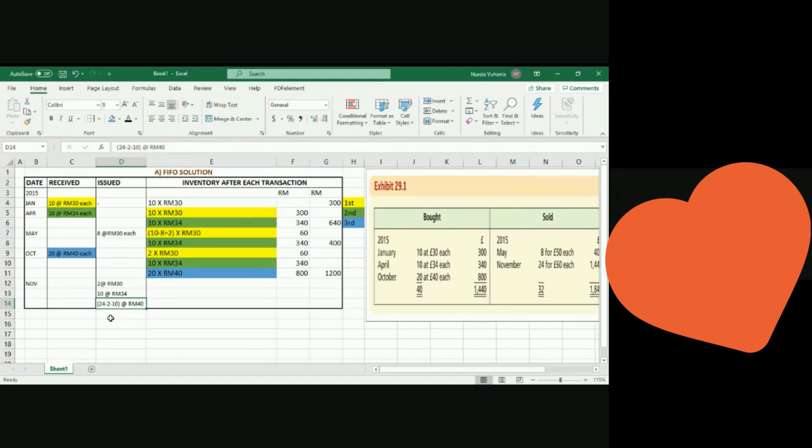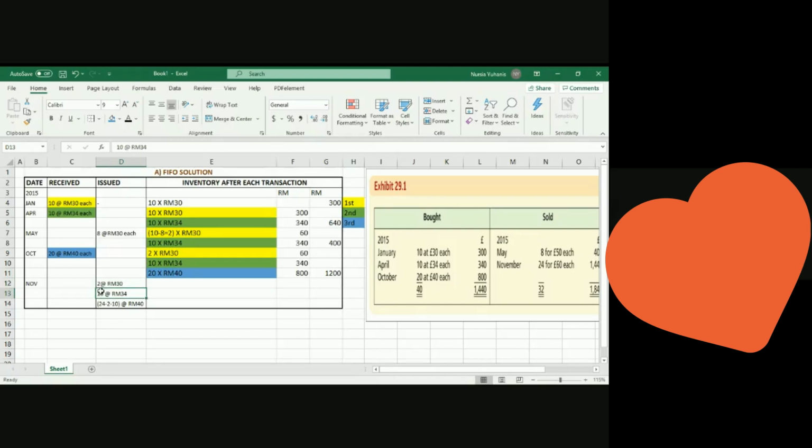Why did I put it like this? I split this based on these three batches. We have the first stock, second stock, and the third stock. According to the question, we need to sell 24 items, so we need to follow first in. The first in is the first stock, which is the yellow one. How many are left? Only 2, so you can sell all. You sell 2, and then the second batch is 10.